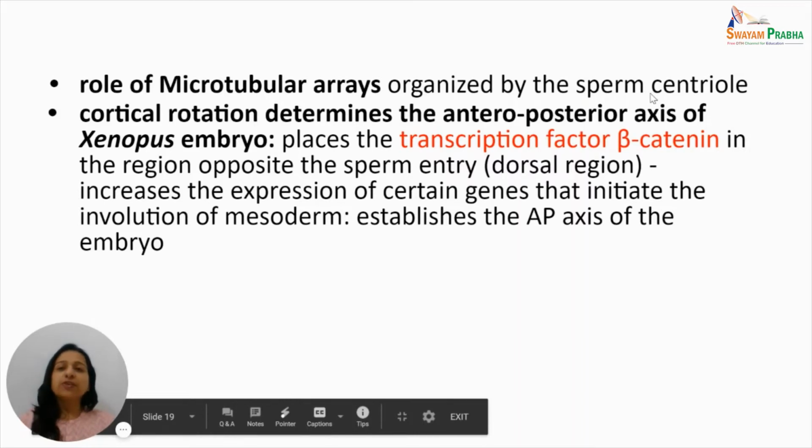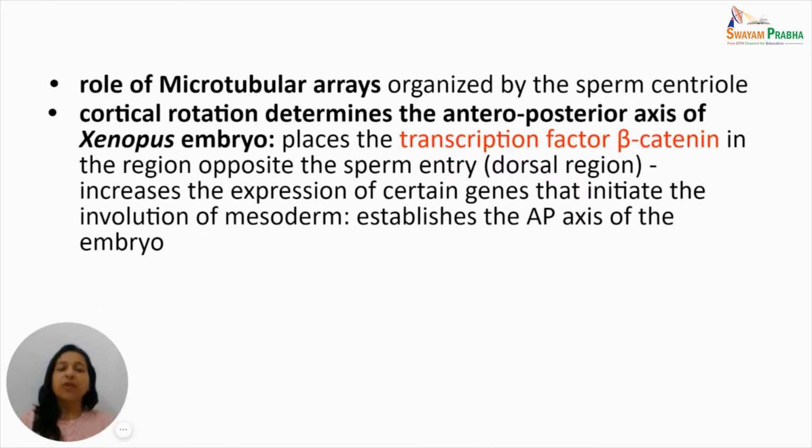There is a special role of microtubular arrays which have been organized by the sperm centriole in cortical rotation. Ultimately, we can say that cortical rotation determines the antero-posterior axis of the Xenopus embryo, since it places the transcription factor beta-catenin in the region opposite the sperm entry, that is the future dorsal region of the embryo, where it increases the expression of certain genes that initiate the involution of mesoderm, thereby establishing the antero-posterior axis of the embryo.